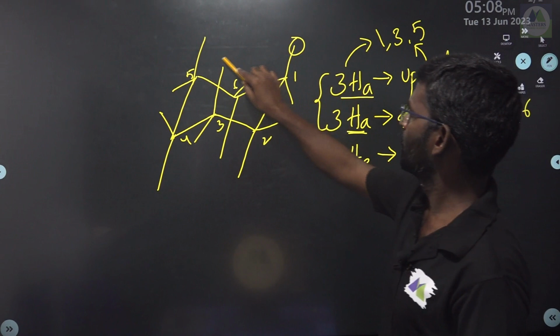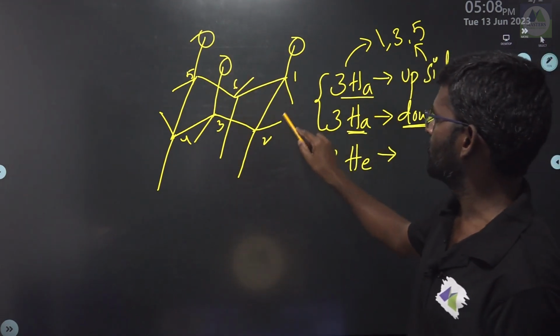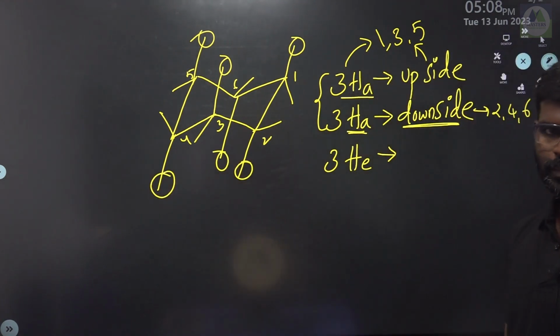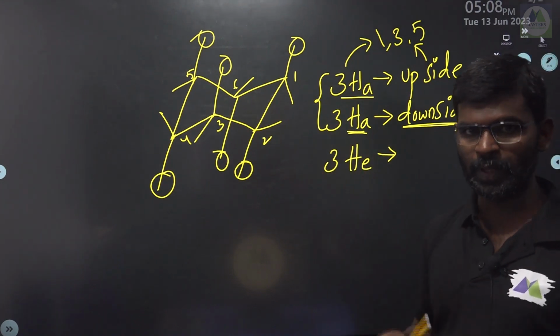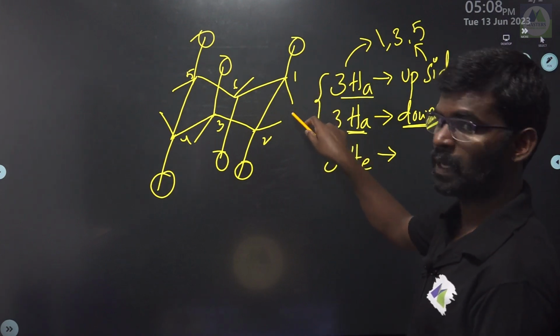These three are upside axials. Next, these three are downside axials. Next, equatorial. 3 hydrogens equatorial below the plane and above the plane, or upside or downside. So at first position this is downside.